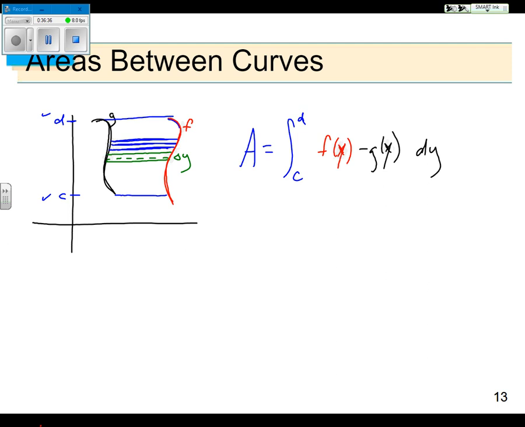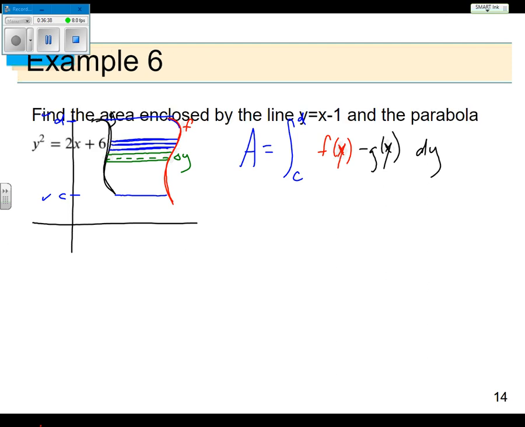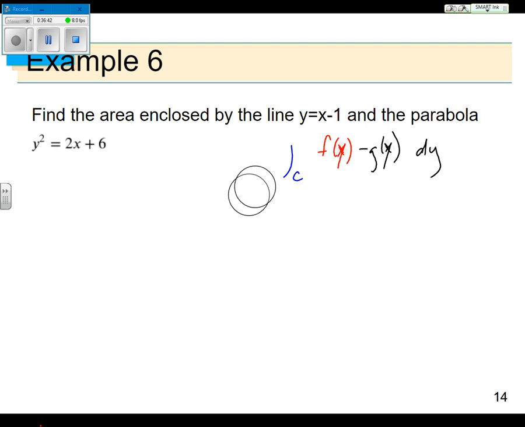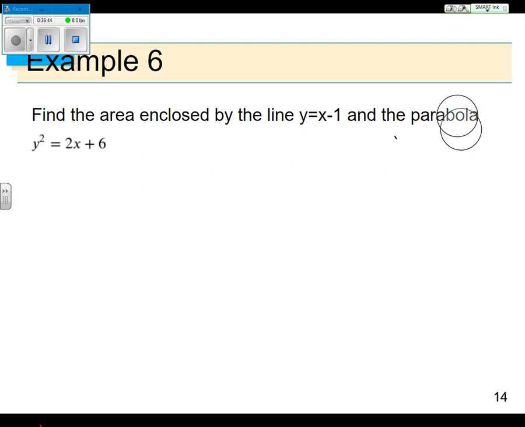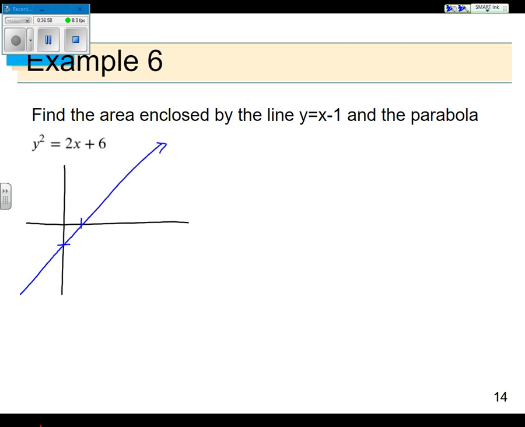Okay. Last example, let's try this. Okay, so I have y equals x minus 1. I'm pretty sure I can graph that. y equals x minus 1. That's just going to be a graph that goes through negative 1, has a slope of 1, goes up to the right. There's my blue one.